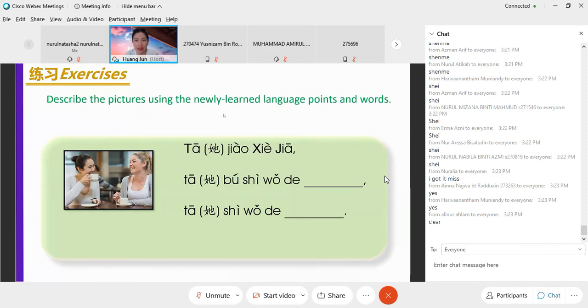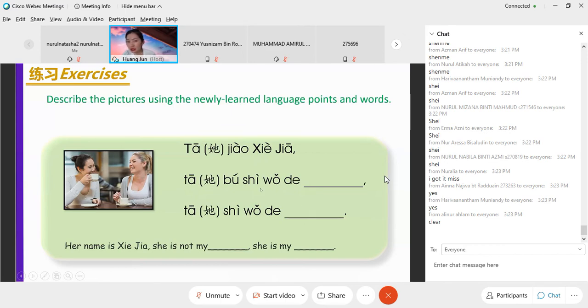Okay, then let's check some more exercises here. 她叫谢佳。她 is a she, right? So it means her name is 谢佳。Then 她不是我的。不是 means is not. So she is not my something. 她是我的。She is my someone. So how to say: she is not my friend, she is my elder sister?